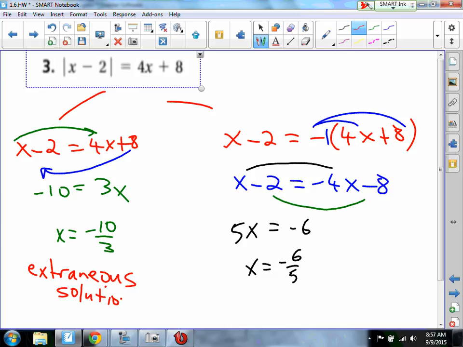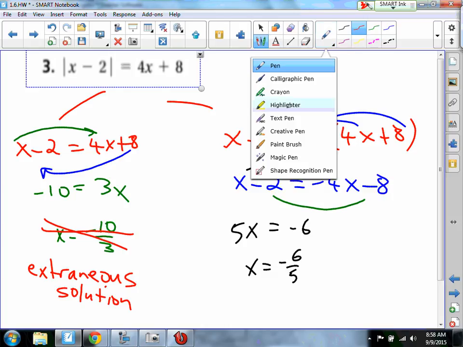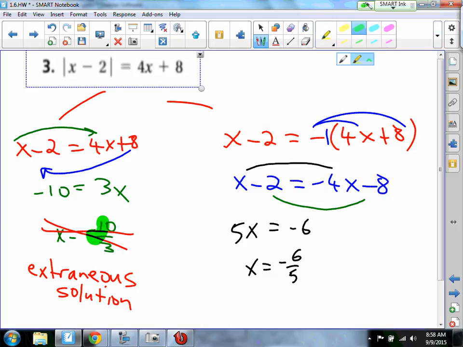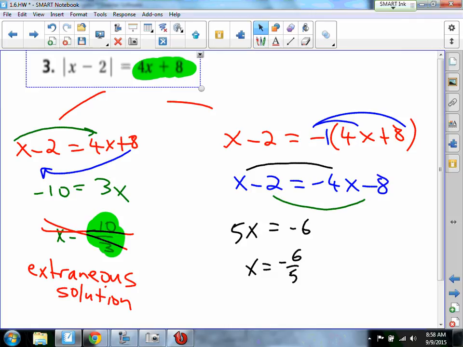We did really good work. In the shell of our work, we got negative 10 thirds, but it's extraneous. It looks like a valid solution, but it does not satisfy the original equation. Here's a shortcut. I don't like to teach shortcuts, but here's a shortcut to look for. If one of your solutions, in this case the negative 10 thirds, makes this quantity negative, and the quantity is set equal to an absolute value, that's the extraneous solution. You might say, well, what about the other one? What about the negative 6 fifths? Well, let's try that one.